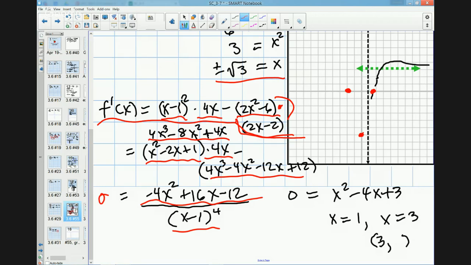First of all, when this is equal to 0, you can multiply both sides by 0 and this denominator will be gone, correct? And then, to make things a little easier, I divided both sides through by negative 4. So 0 equals x squared minus 4x plus 3. This is just that polynomial over here divided by negative 4. Well, that's factorable. It's x minus 1 times x minus 3. So I came up with two critical values, two places where the derivative is equal to 0: 1 and 3.